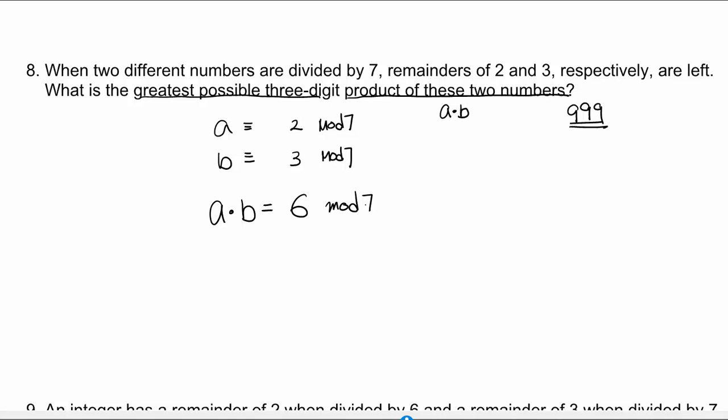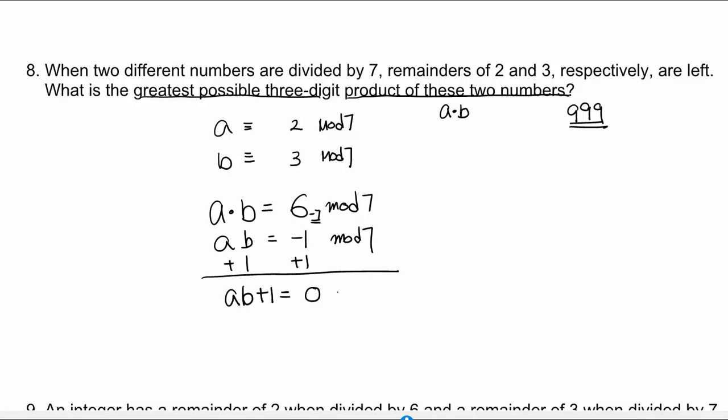So what does that mean? How can you find the number of 7? You can take the same modulus any number of times. So from here you can add 1 over here and add 1 over here. So A times B plus 1 equals 0 mod 7, isn't it?